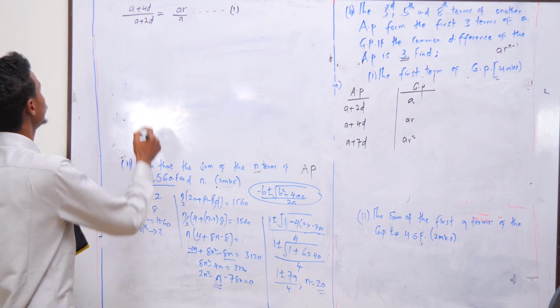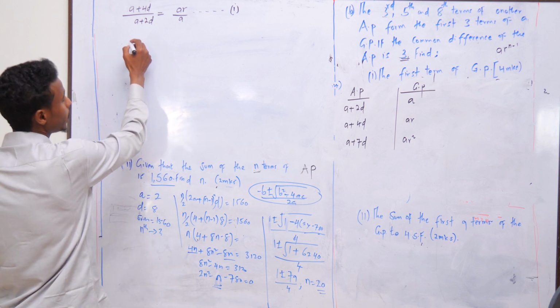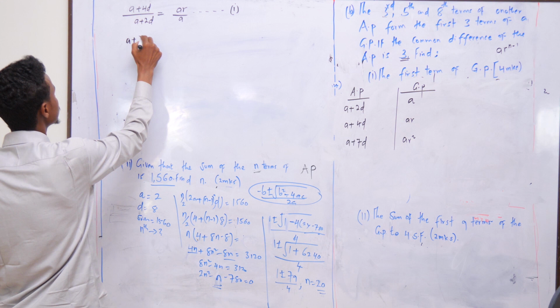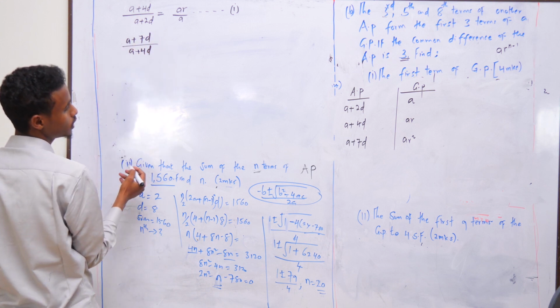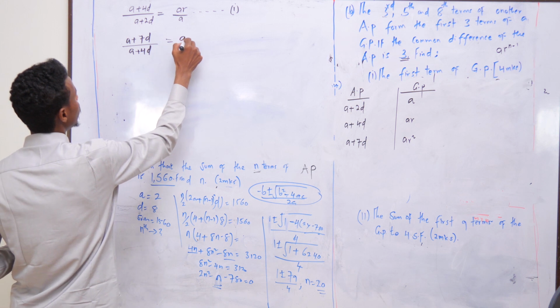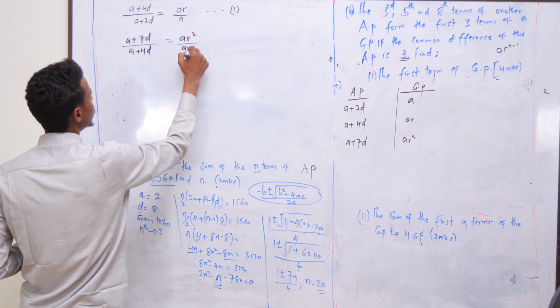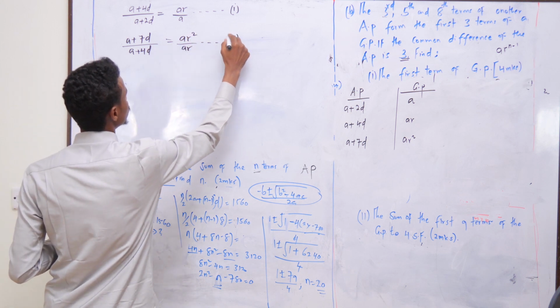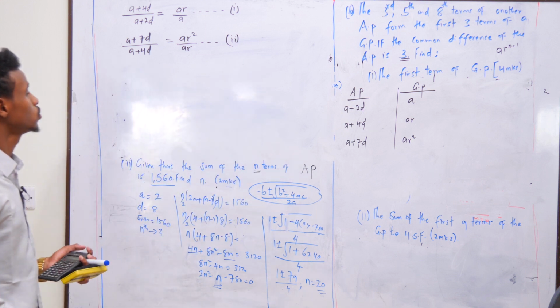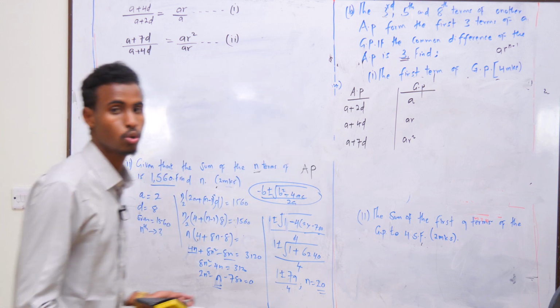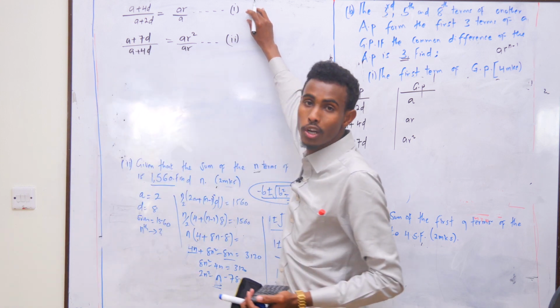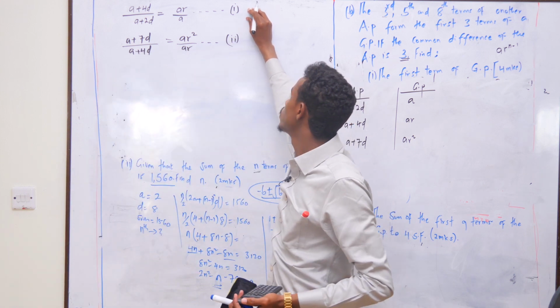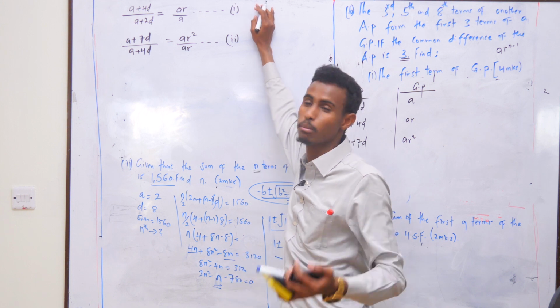Now again we have equation 2, which is A plus 7D out of A plus 4D shall be equal to AR squared over AR. Equation 2. Now let's use equation 1 to express one term in terms of the other.